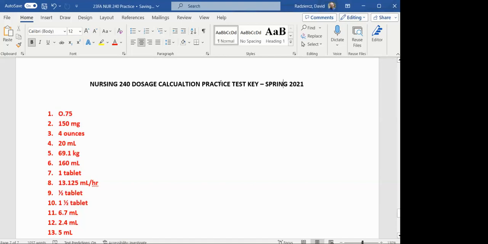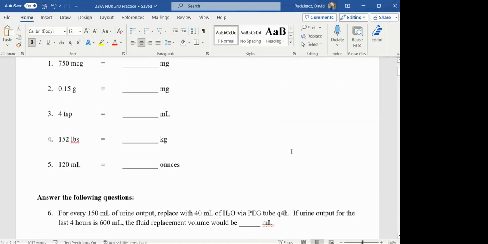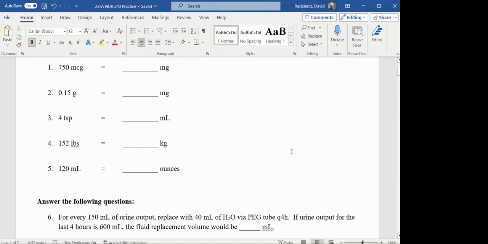But if you look at the practice test for the actual spring 2021, that I've left alone, that one will be correct as far as the key is concerned. All right, thank you. You're welcome. But the ones I've changed, I went through and you can see what the key is.